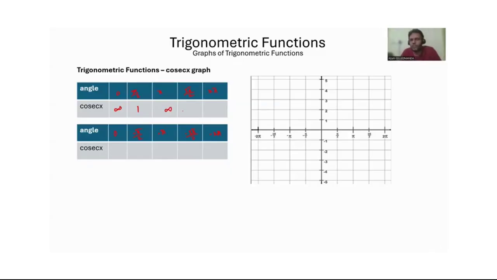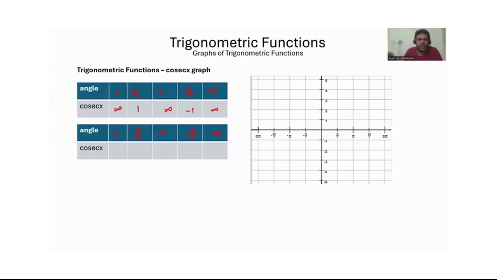And then 3 pi by 2. 3 pi by 2 is what? In the fourth quadrant. That is the negative y-axis. So value should be minus 1, right? And then 2 pi is again infinity. Right? Now, how does this graph look?